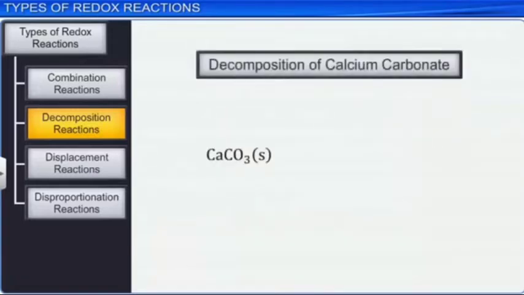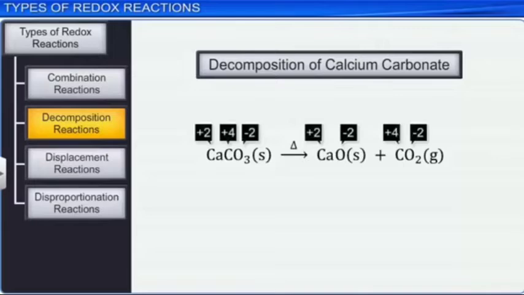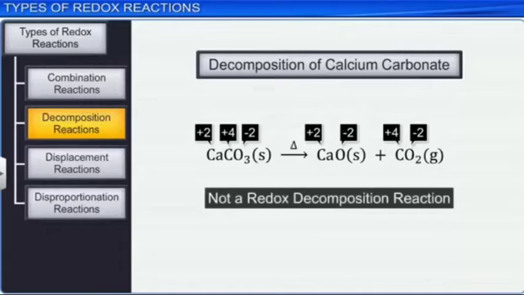Consider the decomposition of calcium carbonate. The products we get are calcium oxide and carbon dioxide. As none of the products are in the elemental state, and as there is no change in oxidation state of any element, this reaction is not a redox decomposition reaction.